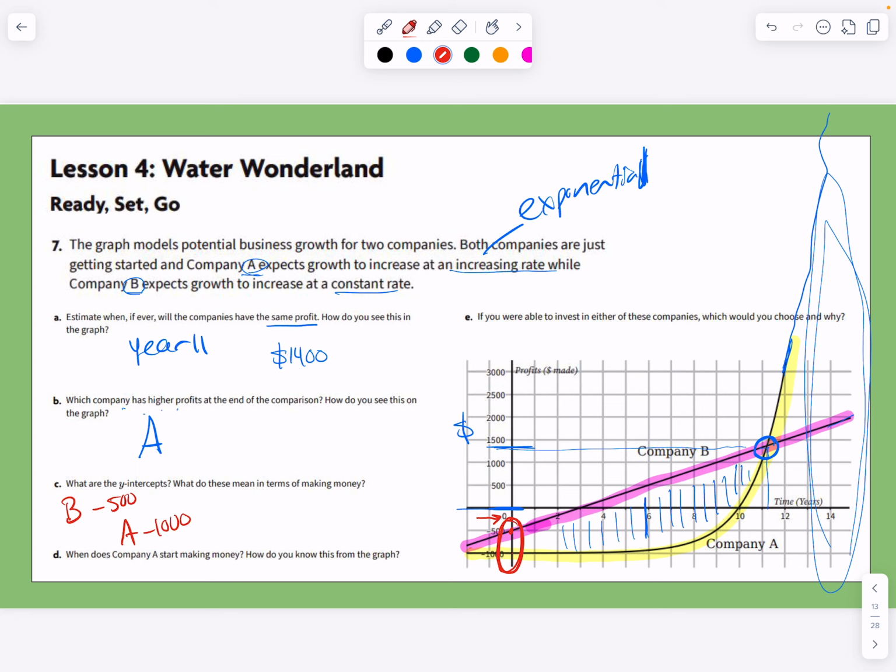So they're not making any money at the start because they had just begun, and they probably have to pay some things back for getting the business up and going. That's a normal kind of a startup cost. When does Company A start making money?